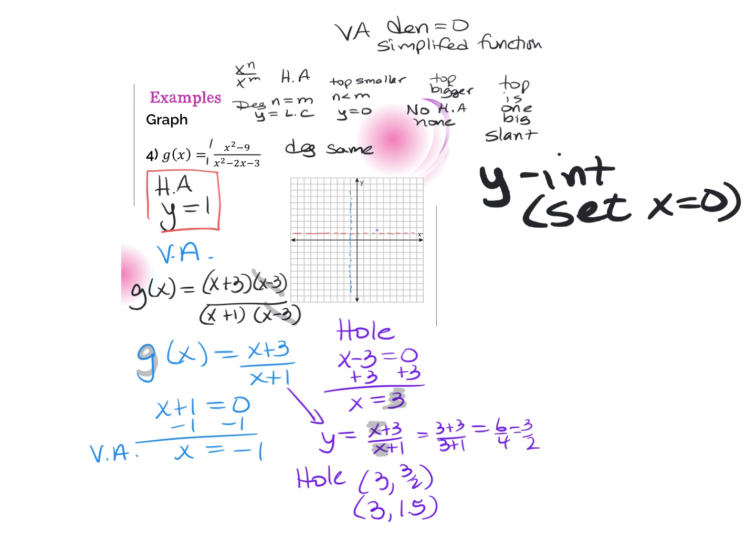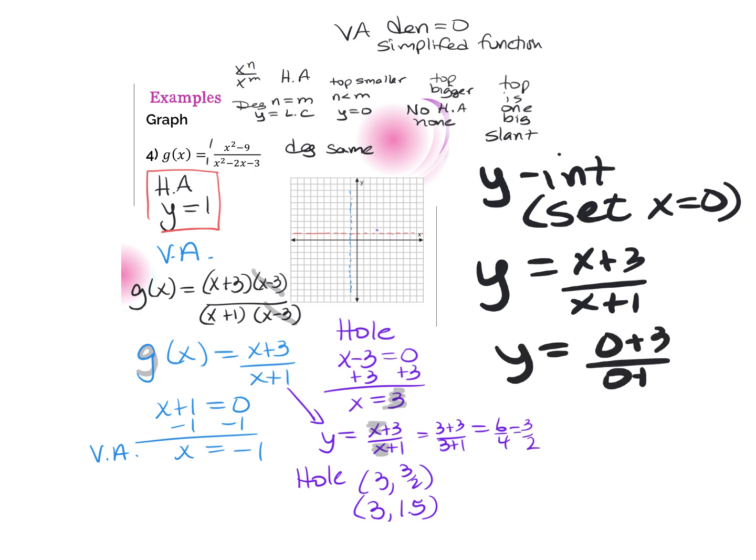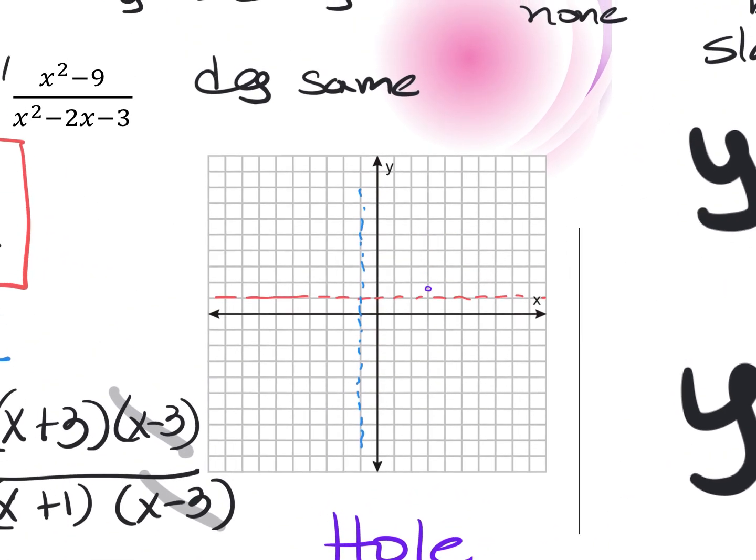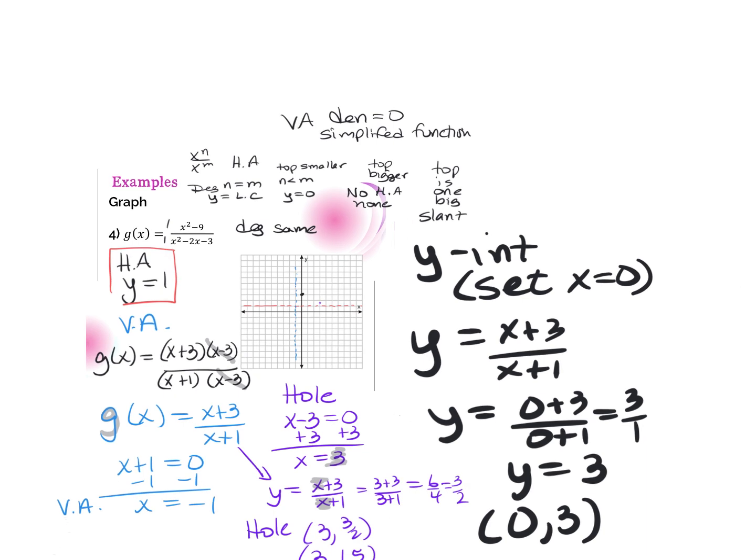And I can go ahead and plug this into the simplified function. So y equals, and the simplified function was x plus 3 over x plus 1. So 0 plus 3 over 0 plus 1, 3 over 1, y equals 3. So (0, 3) is going to be my y-intercept. So I can go ahead and plot that point as well.